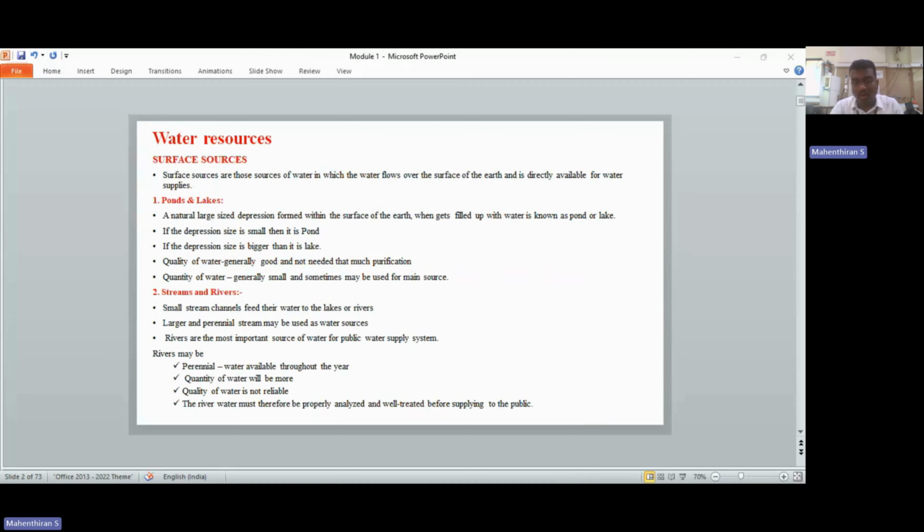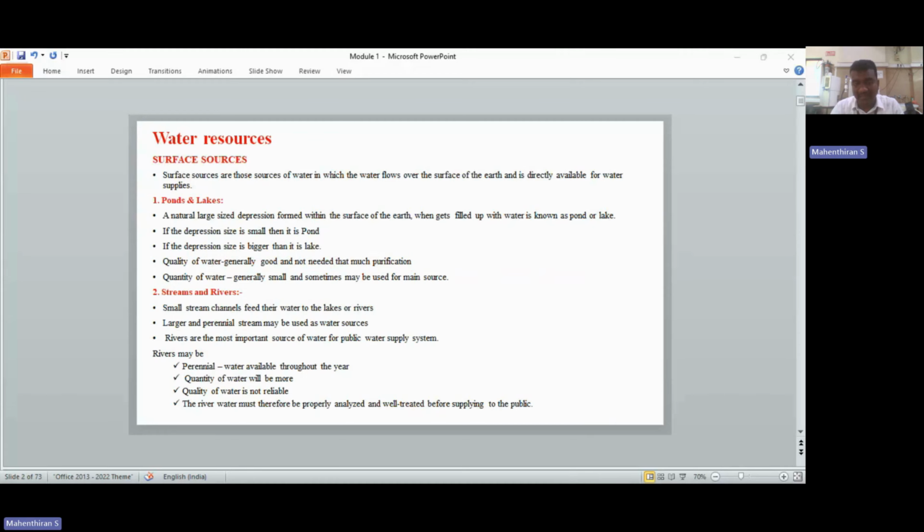When we look into the quality, the water is not reliable. Okay, why is the river water not reliable in terms of quality? Because of the industrial discharge, sewage entry, as well as the agricultural runoff. So the quality of water keeps changing. You can take the example, during monsoon season, the water becomes muddy. During summer, the pollutants become more concentrated.